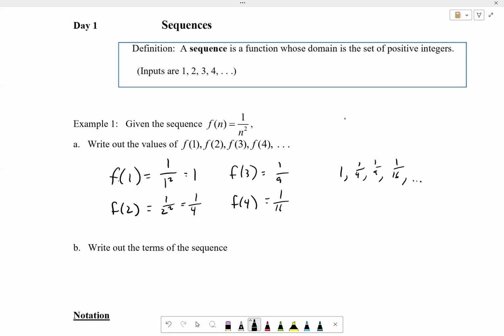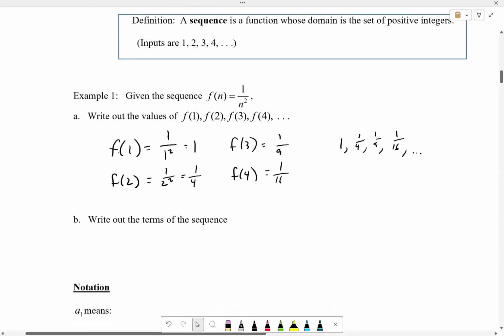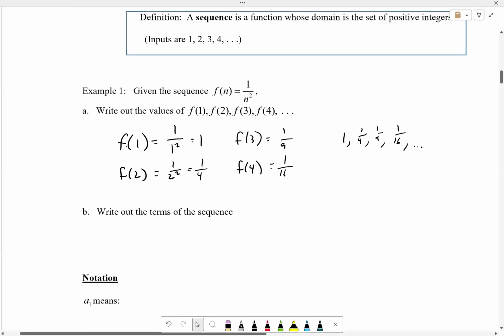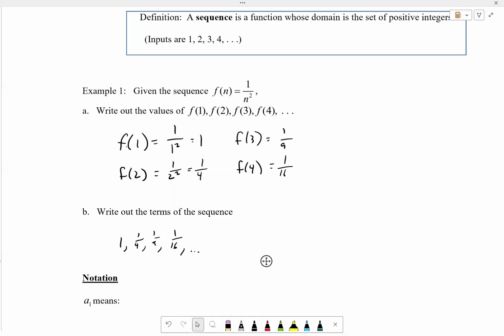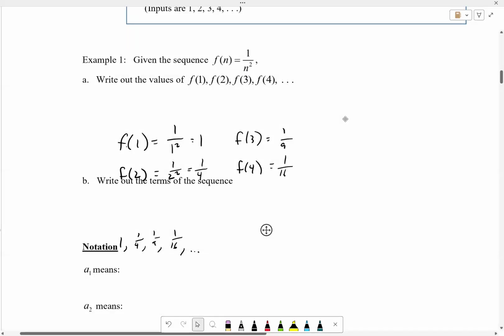Infinitely high. What about going back before that one, plugging in 0 perhaps? There are multiple problems with plugging in 0, but sequences start with the first term. Write out the terms of the sequence.